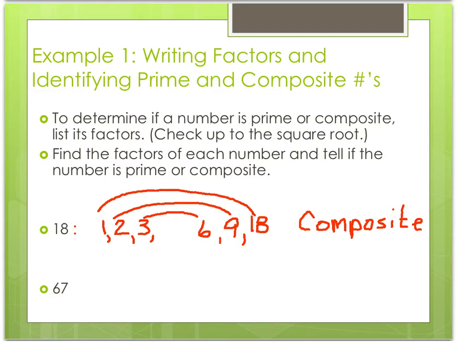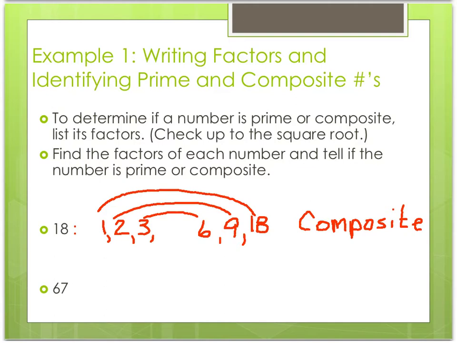I'll try 7. I never shared with you a rule for 7, but I think about all the basic facts. I know 7 times 8 is 56, and I know 7 times 9 is 63, and I know that 7 times 10 is 70, so therefore 7 is not a factor. 9 is not a factor according to the rules.